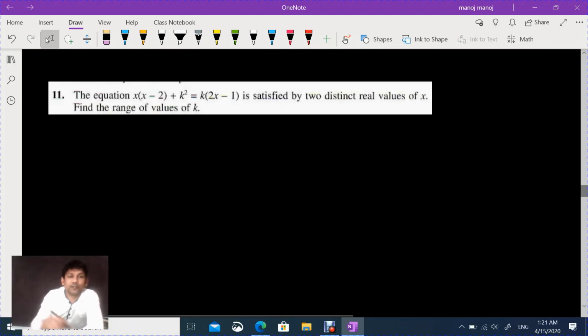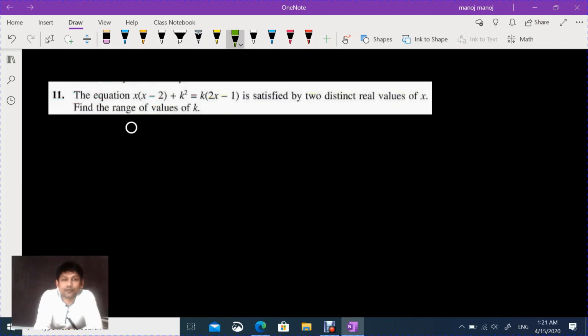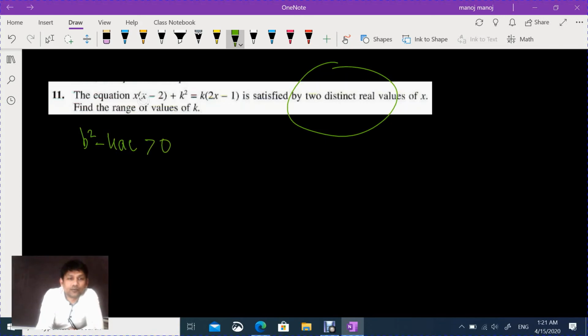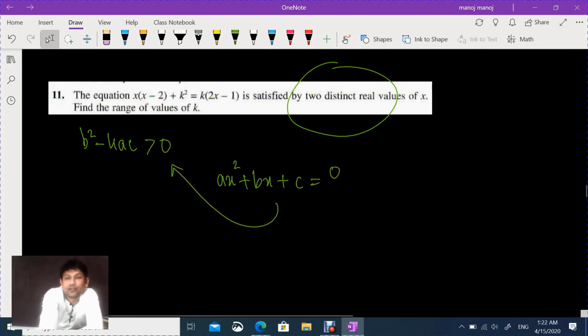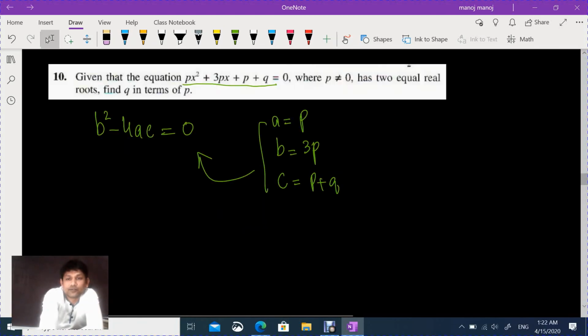The equation is satisfied by two distinct real values of x. Find the range of the value of k. Two distinct means b square minus 4ac greater than 0. Now we just have to multiply. After multiplication, write the general form like ax square plus bx plus c, then put the values here and get the answer. The range will be your answer.